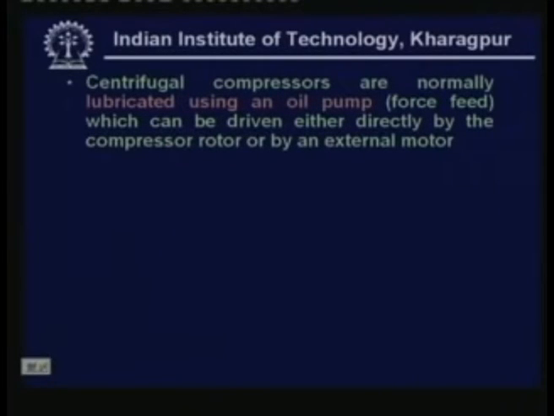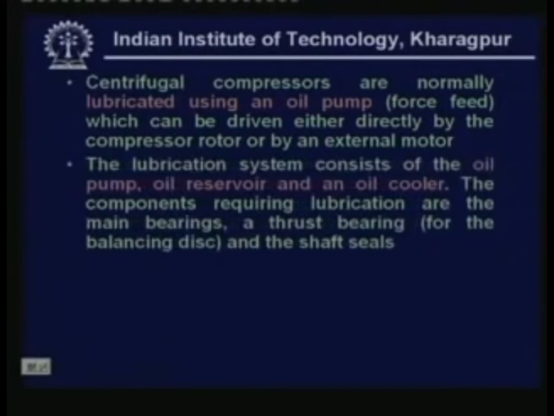Centrifugal compressors are normally lubricated using an oil pump. You also require lubrication here. Normally, in large systems, an oil pump is used. That means you have force feed lubrication, and this oil pump can be driven directly by the compressor rotor or by an external motor. The lubrication system consists of the oil pump, oil reservoir, and an oil cooler. The components requiring lubrication are the main bearings, a thrust bearing, and the shaft seals. These are the components which require lubrication.